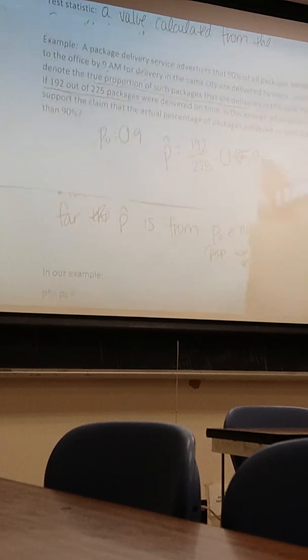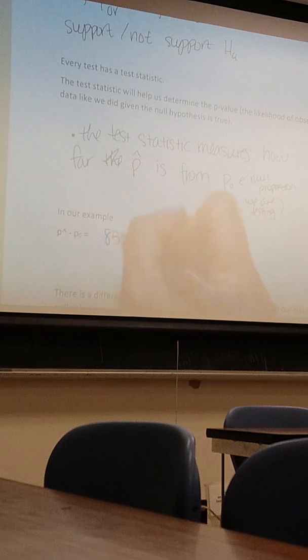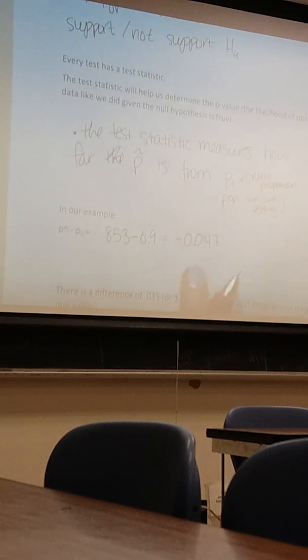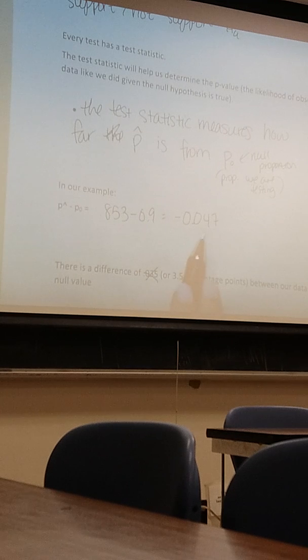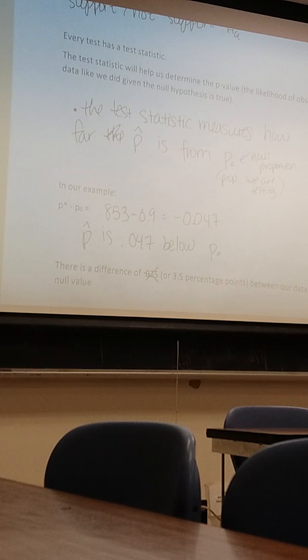Going back to our little notes page, if I just did 0.853 minus 0.9, that's going to give me a negative number because it's below. So I'm just subtracting, and I get negative 0.047. It's negative because our sample is below the 0.9. Why don't I get 0.035? Let's check the 192 divided by 225. 0.853, okay, sorry about that. So this just means that our p hat is 0.047 below the null proportion. That's all that means. We subtract to find the distance.